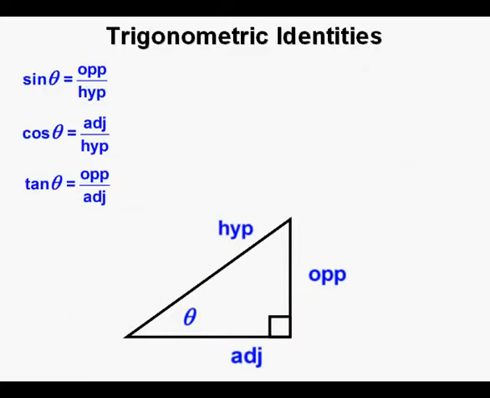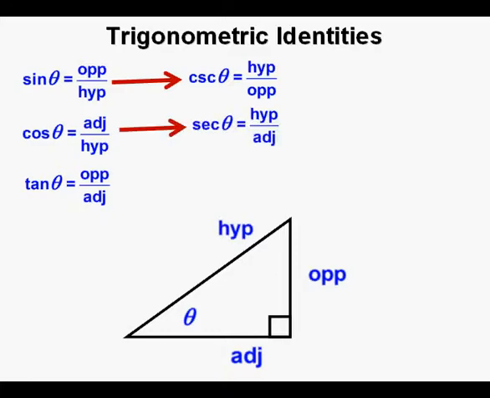Now we'll define the reciprocal trigonometric ratios. The reciprocal ratio to sine theta is cosecant theta, which is abbreviated CSC theta. Since the cosecant is hypotenuse over opposite, it's the reciprocal of the sine ratio. The reciprocal ratio to cosine theta is secant theta, which is abbreviated SEC theta. Since the secant is hypotenuse over adjacent, it's the reciprocal of the cosine ratio.